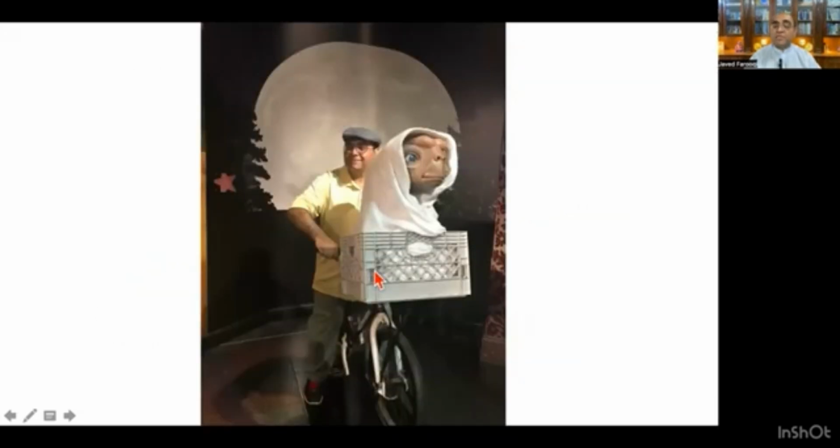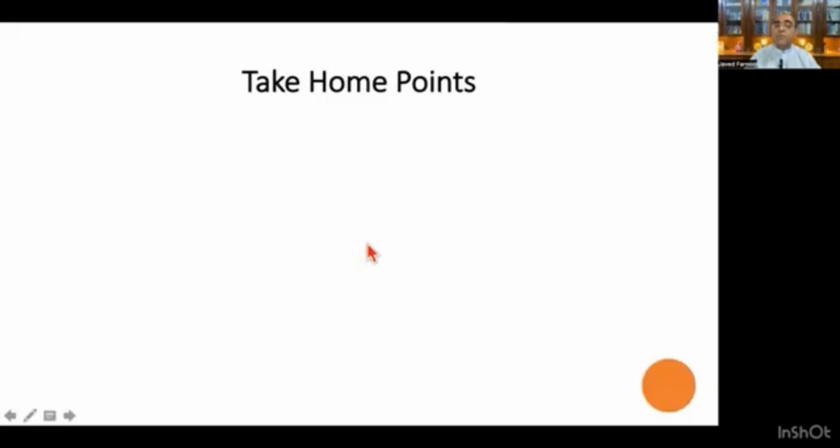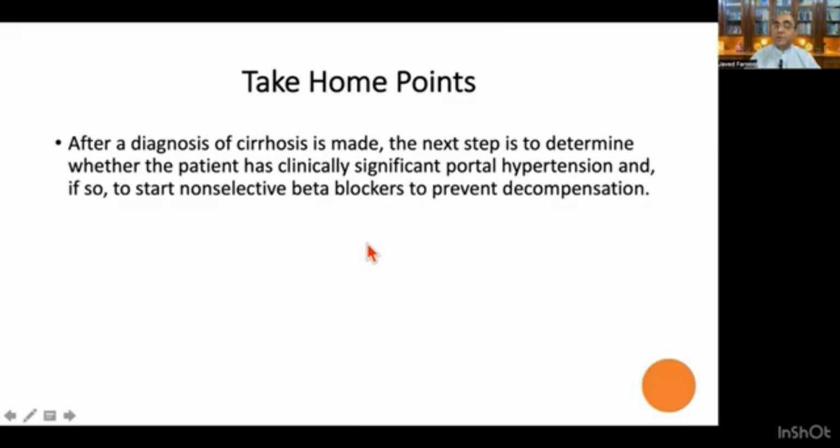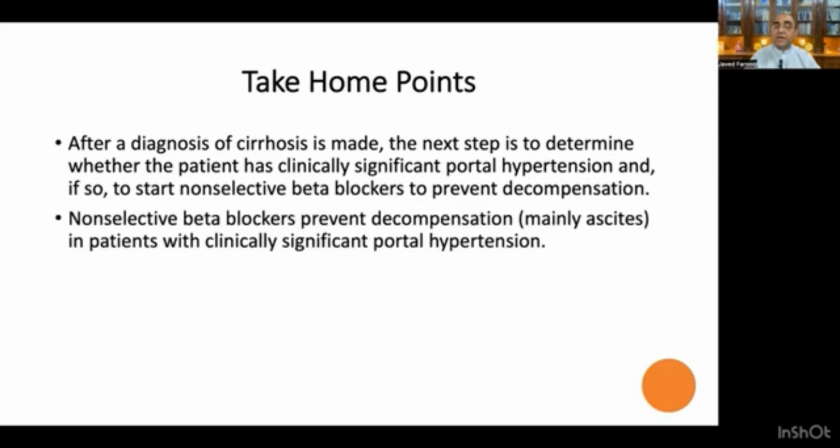The cirrhotic patients, I always say, are very delicate creatures. We need to give extra care. Their lives are very precious, and we need to make all decisions which can improve their survival. So the take-home point is that after diagnosis of cirrhosis is made, the next step is to determine whether the patient has clinically significant portal hypertension, and if so, to start non-selective beta blockers to prevent decompensation. The non-selective beta blockers prevent decompensation, mainly ascites, in patients with clinically significant portal hypertension.